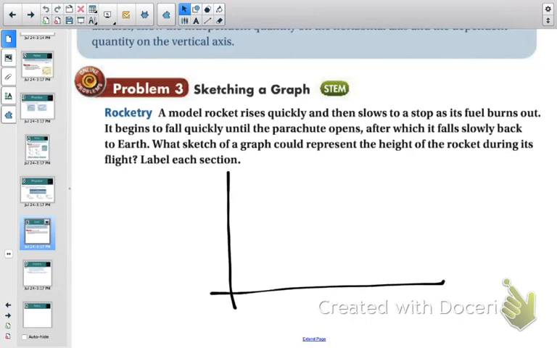Okay, so we're going to start with the two axes here, our x and our y. And our two variables we're looking at is height, for one. And the second one, we're looking at during its flight. So it doesn't come out and say specifically what it is, but it's going to be time. So we're looking at height compared to time. Time is almost always going to be your independent, so it almost always goes on the bottom. And then our height will go on the side here.